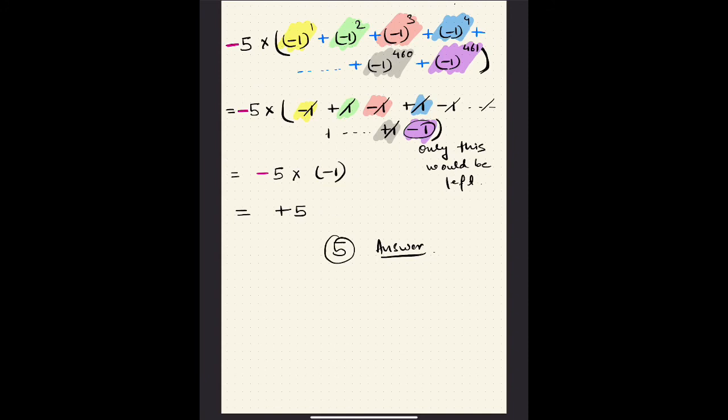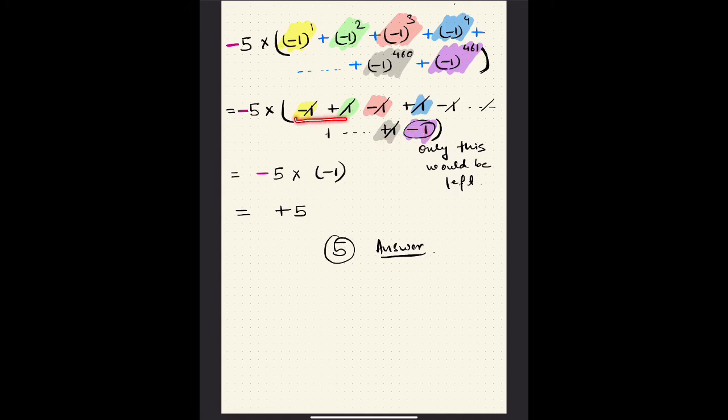So this is the expression that we were talking about. Now, negative 1 to the power 1, we have an odd power, so its value would be negative 1. Negative 1 to the power 2, we have an even power, so this would be positive 1. Negative 1 to the power 3, again an odd power, so this would give us negative 1. Negative 1 to the power 4, again an even power, so this would give us positive 1. So we are getting alternate plus 1s and minus 1s: negative 1, positive 1, negative 1, positive 1, negative 1, positive 1. And finally, negative 1 to the power 460, again an even power, so this would give us positive 1. And negative 1 to the power 461, an odd power, so this would give us negative 1.